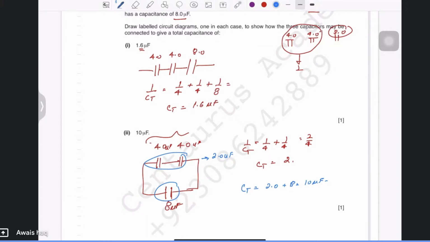So remember, capacitance is reduced in series, capacitance is increased in parallel. So you've got to remember that. If you want to get a bigger value, you put things in parallel. If you want to get a smaller value, you put them in series, and that will help you design these circuits like that. Okay.